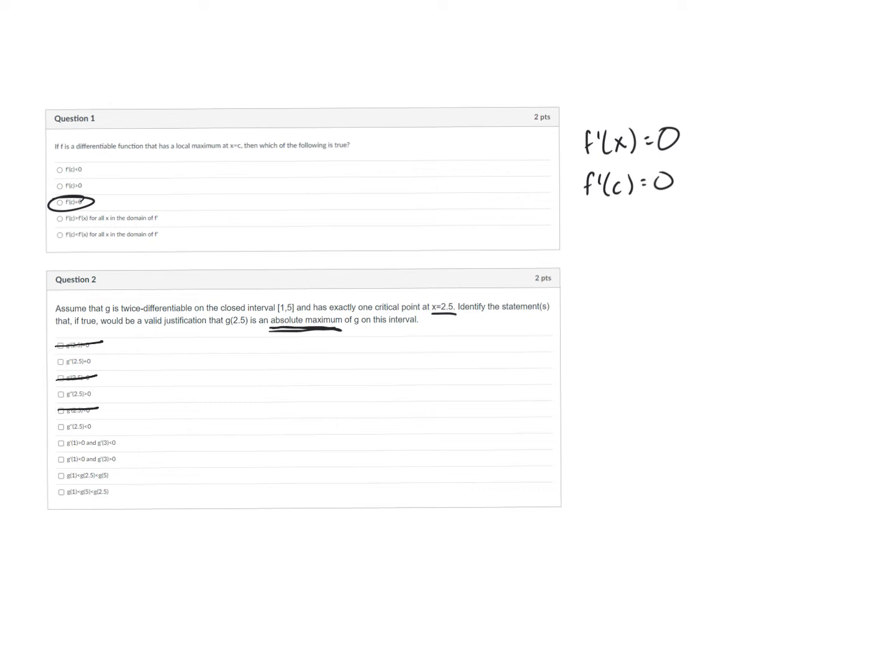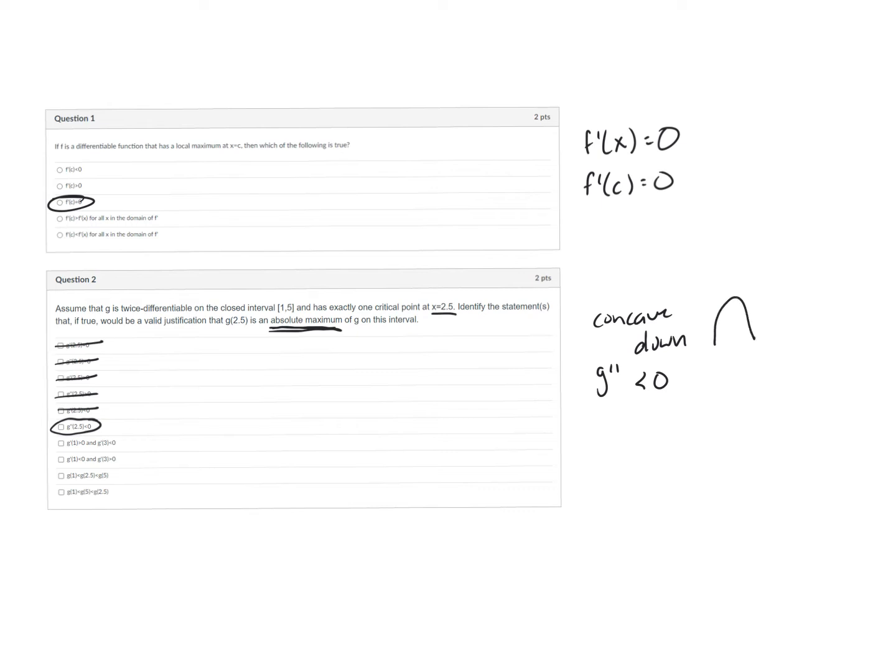But we do need to know something about the second derivative. Because it's an absolute maximum, we're going to have some sort of downwards concavity, so concave down. When it's concave down, that means our second derivative is going to be less than 0, right? It's going to be negative. So our first option we want to pick here is that the second derivative at that point is less than 0 for that downwards concavity.